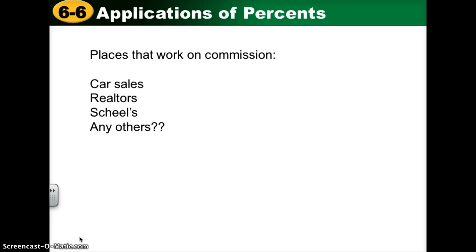Places that work on commission: car sales. The more expensive the car they sell, the higher amount of money they're going to make because it's a percentage. Realtors that sell houses make commission. Scheels employees make commission. Can you think of any others?